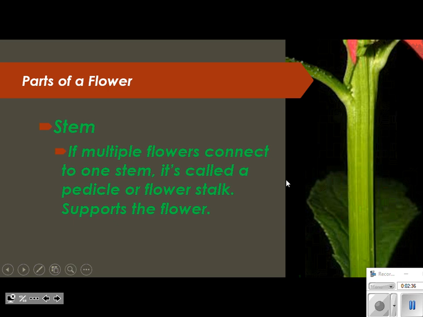The stem. Okay? The stem. If multiple flowers connect to one stem, it is called a pedicel or a flower stalk. The stem will help to support the flower. So you're probably one time or another going to see this again, this pedicel. So understand that that is the stem or the flower stalk.